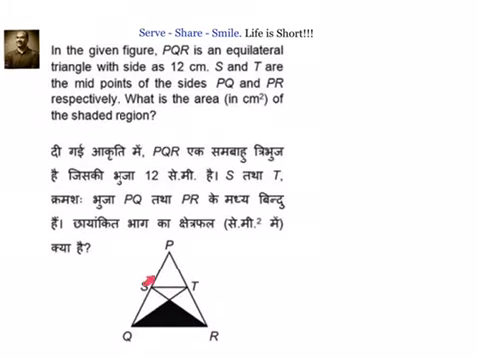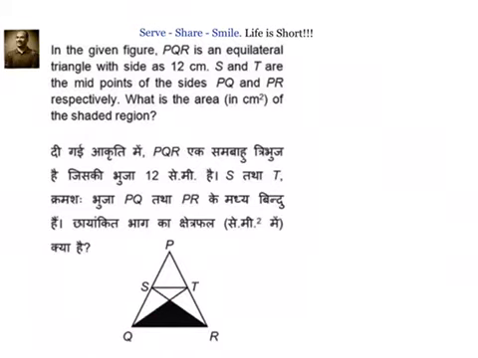In the given figure, PQR is an equilateral triangle with side 12 cm. S and T are midpoints of the sides PQ and PR. What is the area of the shaded region? So let's try to solve this problem.